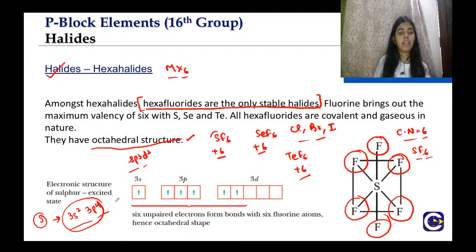Now write down the excited state. The s electron gets excited to the d orbital and the p electron also gets excited to the d orbital. Now 6 electrons of fluorine can be accommodated, right, giving sp3d2 hybridization, octahedral geometry.